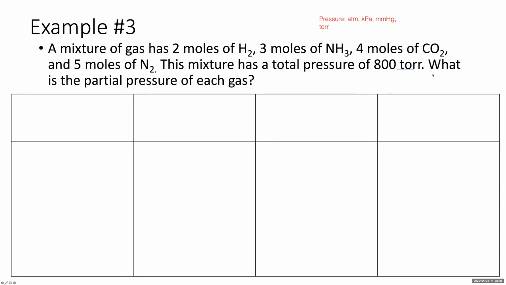The question is, what is the partial pressure of each of these gases? So what that means is we're going to find not just the partial pressure of hydrogen gas, which is H2, we're also going to do ammonia, which is NH3.